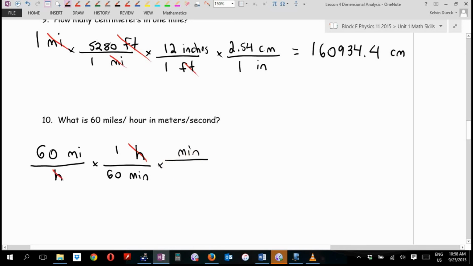Do I have a conversion factor that I have memorized for minutes and seconds? Why, yes. 1 minute, 60 seconds. If I just stopped here, this would give me miles per second. And it turns out 60 miles an hour is 1 mile a second. Now we've got to deal with the miles. Where is the miles right now? So where am I going to put it to get it to cancel? There you go.